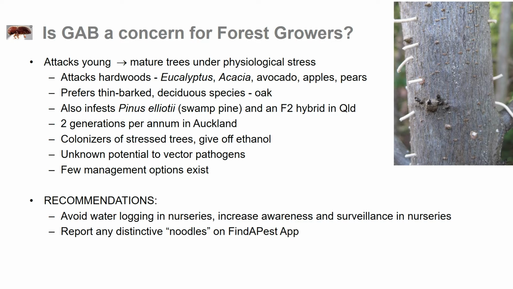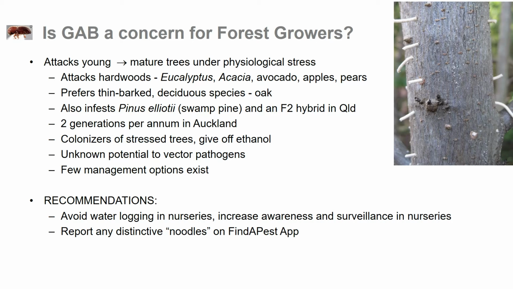We've shown that the beetles are undergoing 2 generations per annum in Auckland, and we know that trees under physiological stress, such as having disturbed roots, having recovered from drought or waterlogging, those trees give off ethanol and are then targeted by the adult female beetle who bores in, creates a gallery in which she lays her brood. We do not know how effective GAB will be at vectoring pathogens when it emerges and moves from tree to tree. But few management options exist for this pest.